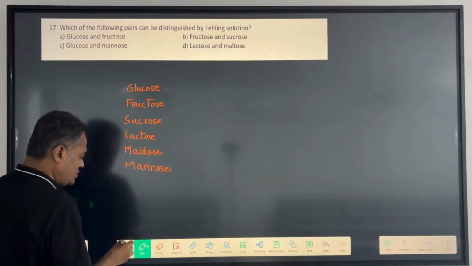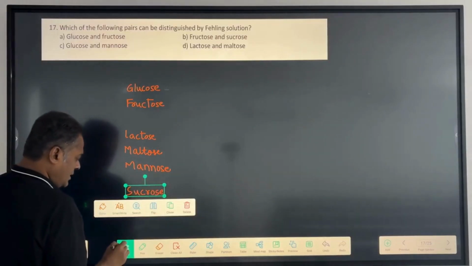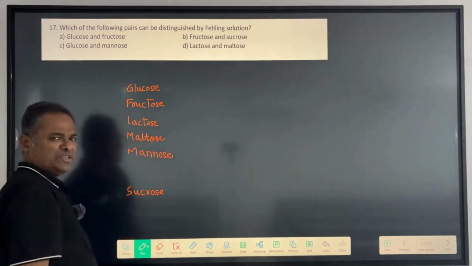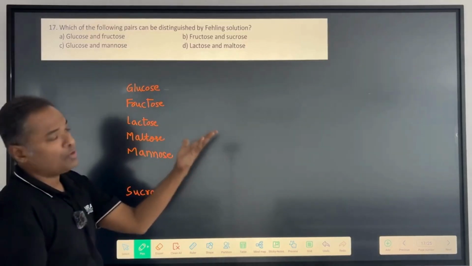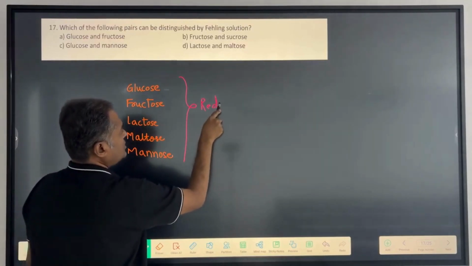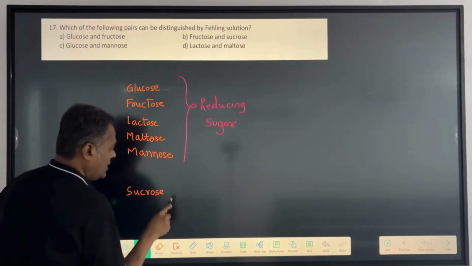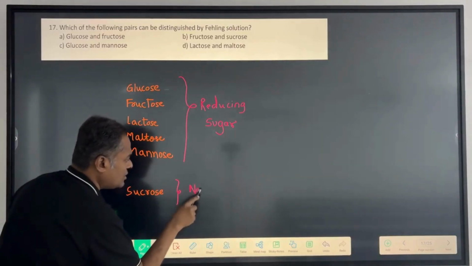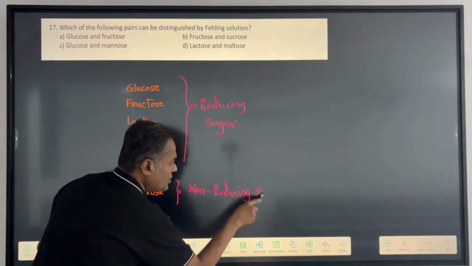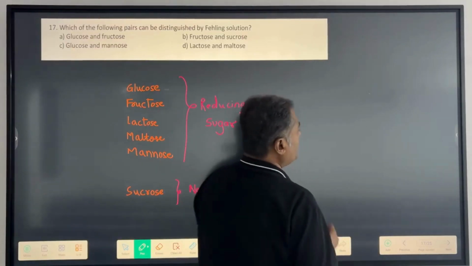Now I will just do one thing, child. I will take this sucrose over here, and the rest of the other groups I will put together. Why I have done this, I will just tell you, which is a very simple thing. Nothing else is left out. Now all these compounds are reducing sugars, and sucrose alone is a non-reducing sugar. Now the question comes, why have you used this word? So what is reducing and non-reducing?